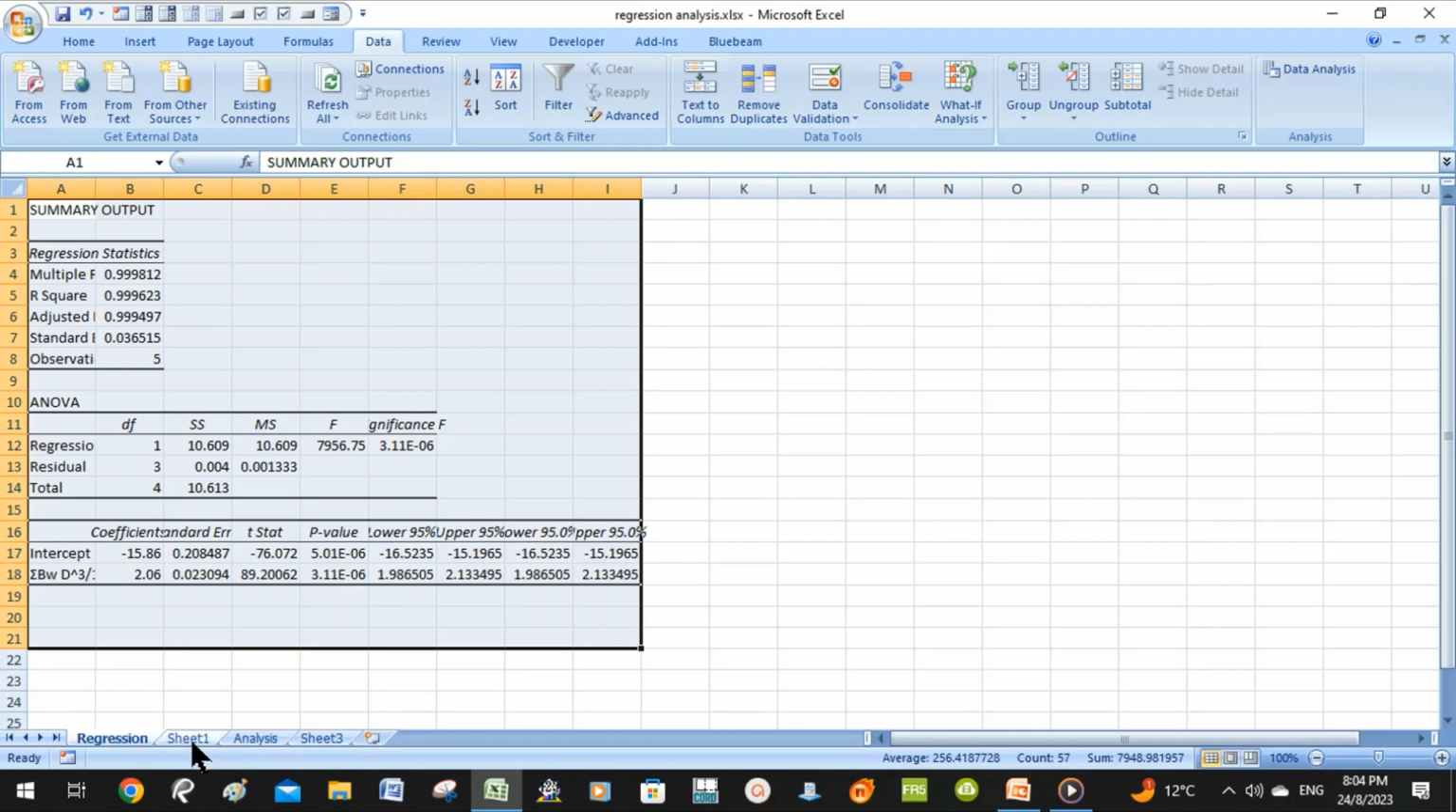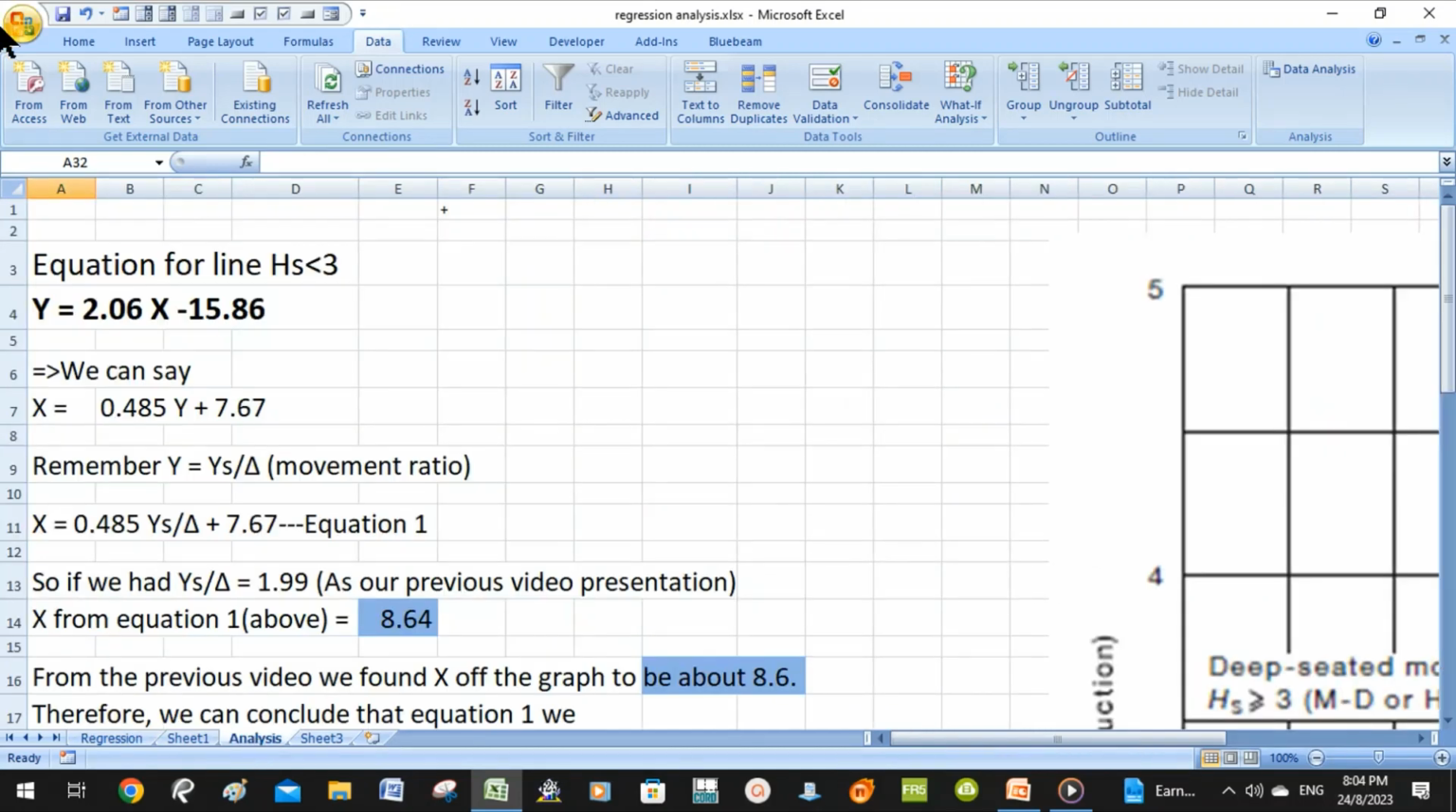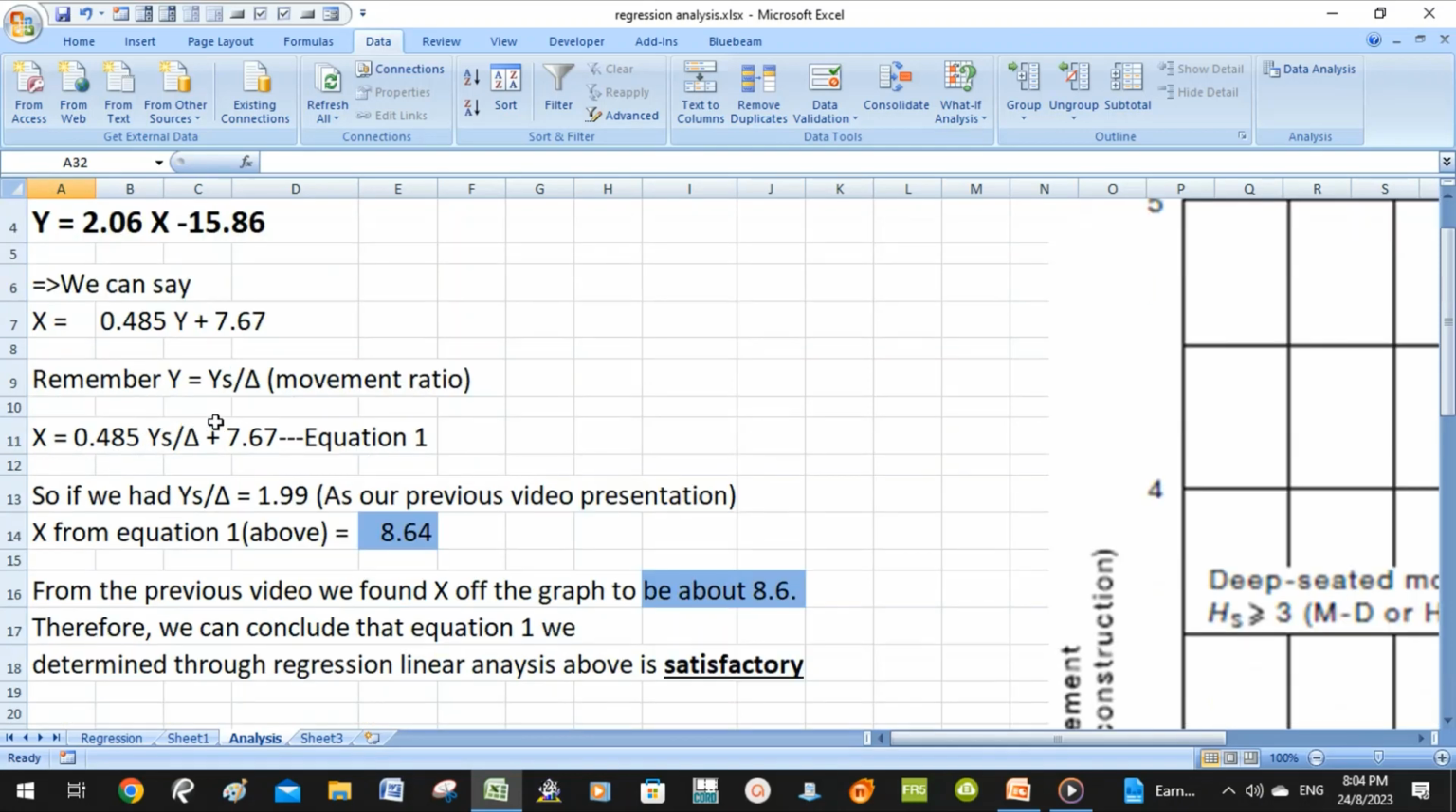All right, we're almost there. So let's go to the analysis tab. Now from memory, the equation that we found is y is equal to 2.06, which is the slope, times x minus 15.86. Okay, this is for hs less than 3. Therefore, we can rearrange and resubstitute. We can say x is equal to 0.485y plus 7.67.